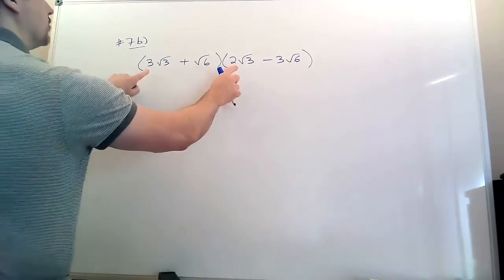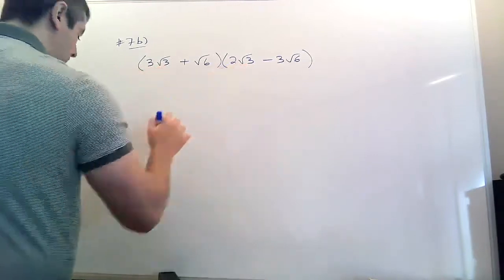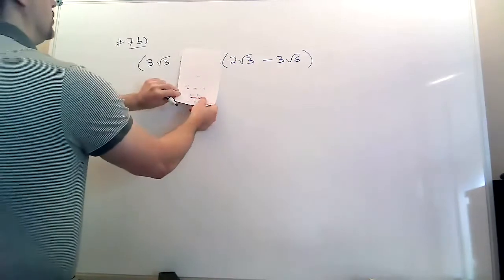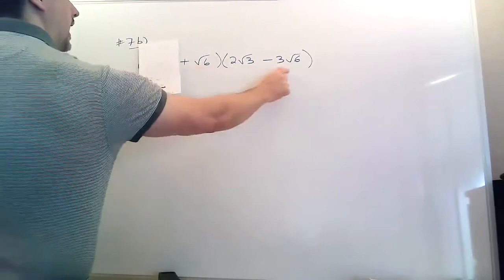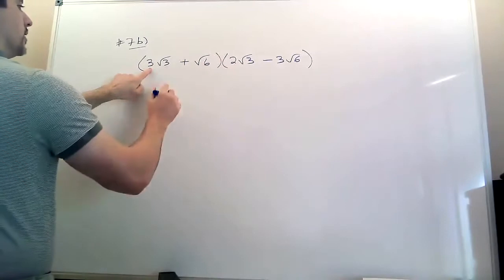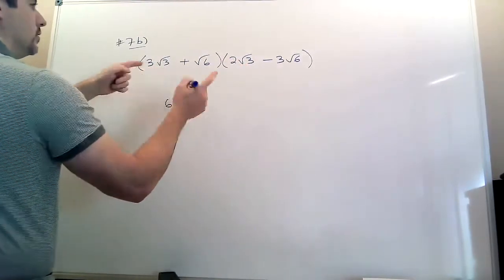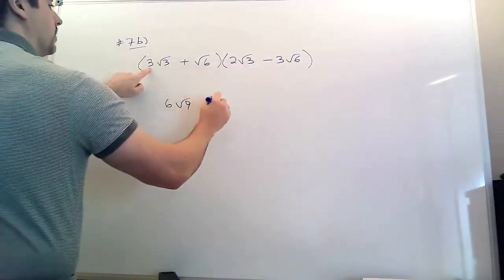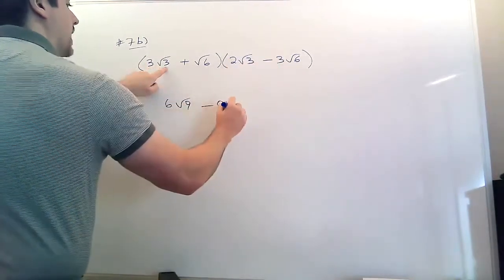Remember how you multiply radicals. You multiply the numbers on the outside and then multiply the numbers on the inside. So again, first, outer, inner, last, right? So first I'm going to multiply these together. I'm going to do 3 times 2, which is 6. Radical 3 and radical 3 is radical 9. You know, I'm using my fingers to help me. 3 times negative 3 outside. It's negative 9. And then radical 3 and radical 6 make radical 18.